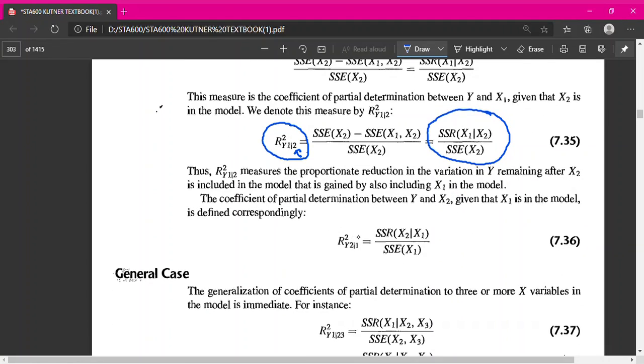So, let's say kalau nak cari R square x2 given x1, so dia akan jadi SSR x2 given x1 divide dengan SSE untuk x1. So SSR x2 given x1 ni adalah extra sum of squares. So kalau you nak gunakan formula untuk SSE, it will be SSE x1 minus dengan SSE full x1 x2, divide dengan SSE x1.